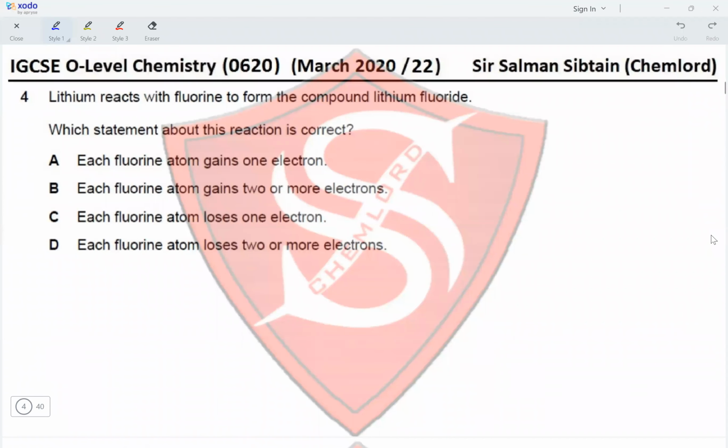Question 4. Lithium reacts with fluorine to form the compound lithium fluoride. Which statement about this reaction is correct? Each fluorine atom gains one electron. Yes, because lithium loses its electron, which is gained by the fluorine atom, to form Li+ cation and F- anion. So this is correct. Each fluorine atom gains two or more electrons. No, only one. Each fluorine atom loses an electron. No. Each fluorine atom loses two or more electrons. No. So the correct option for this question is option A.